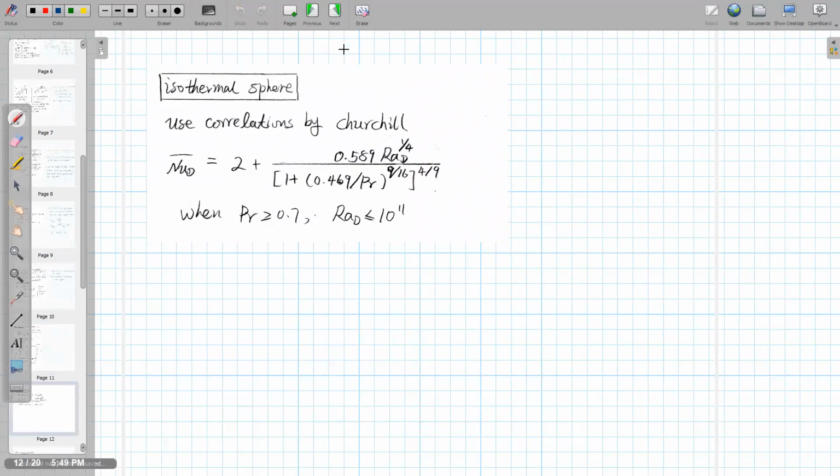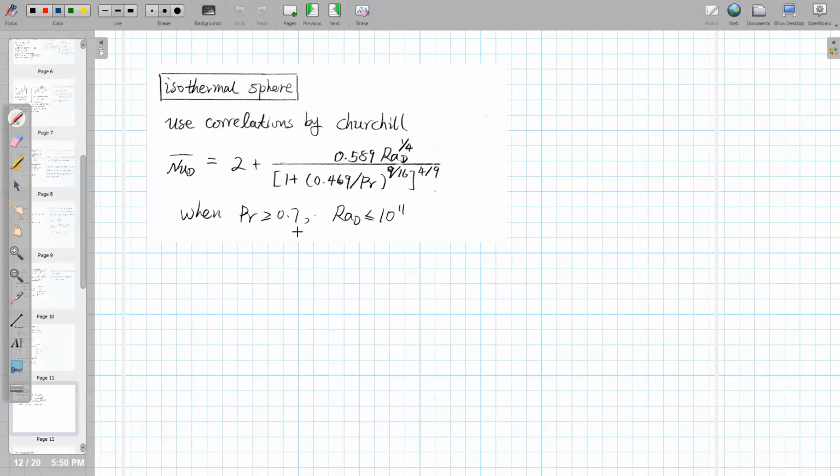But if it's not a cylinder and it's just a sphere, the circle in the previous picture is not a cylinder, it's a sphere, also with a diameter d, you can use this correlation. It's close to that correlation from Churchill and Chu, because it is also derived by Churchill. So you can see that the form of the equation is similar, but this one does not have the power of one-half at the end, and some parameters are different.